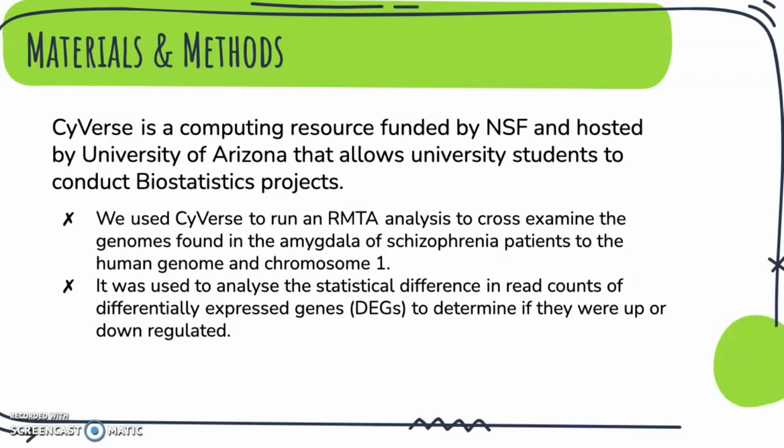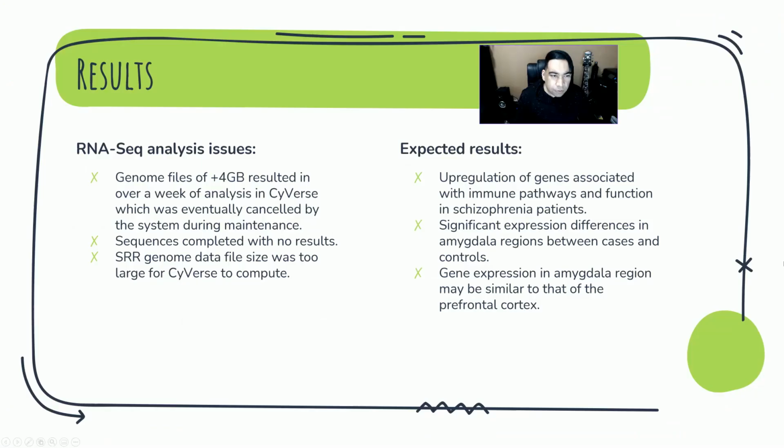CyVerse is a computing resource funded by NSF and hosted by the University of Arizona that allows university students to conduct biostatistic projects. We used CyVerse to run an RMTA analysis to cross-examine the genomes found in the amygdala of schizophrenia patients against the human genome and chromosome 1. It was used to analyze the statistical difference in read counts of differentially expressed genes, or DEGs, to determine if they were up or down regulated.